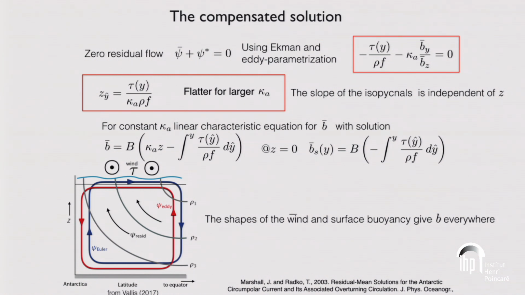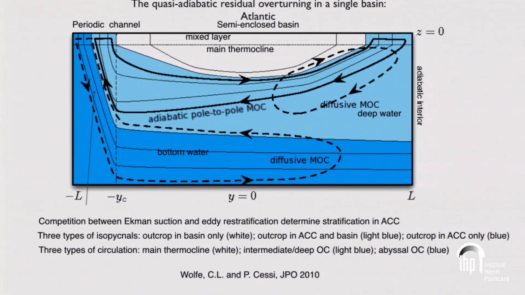And anyway, you can then solve this characteristic equation given the surface buoyancy and determine the buoyancy. That's not very interesting. But the slope is important. Now, how do you get from that to the overturning circulation?